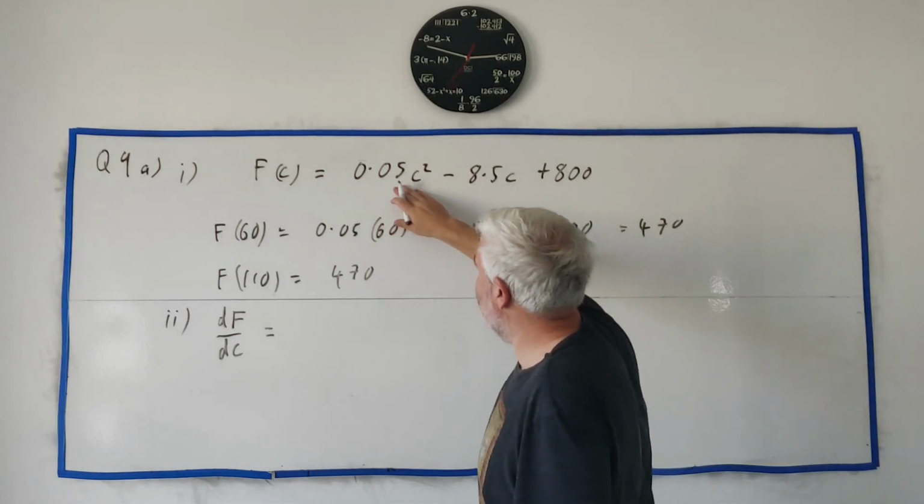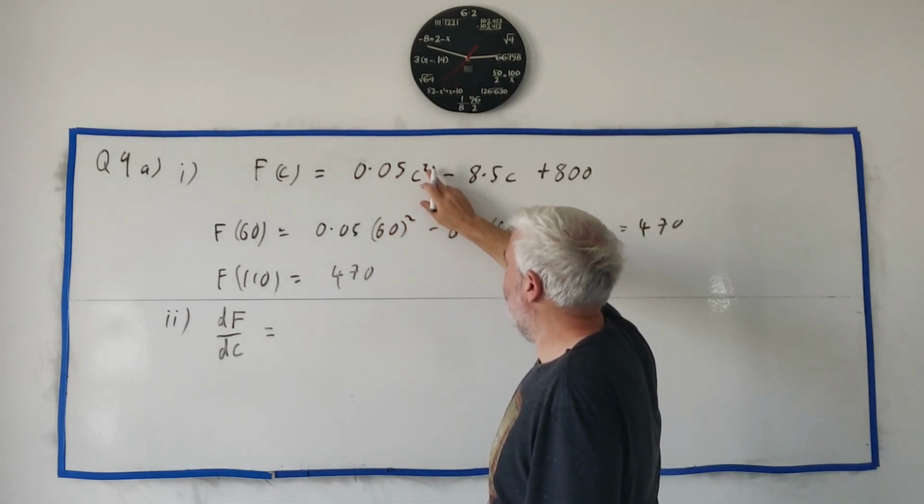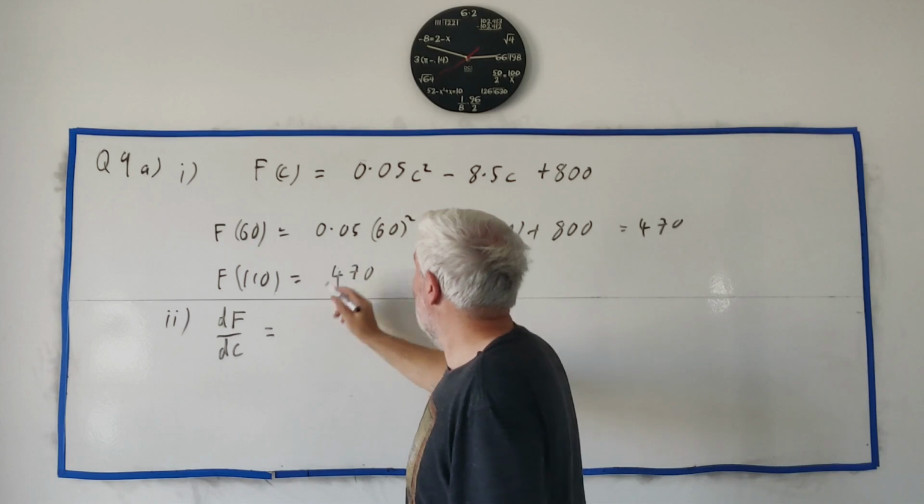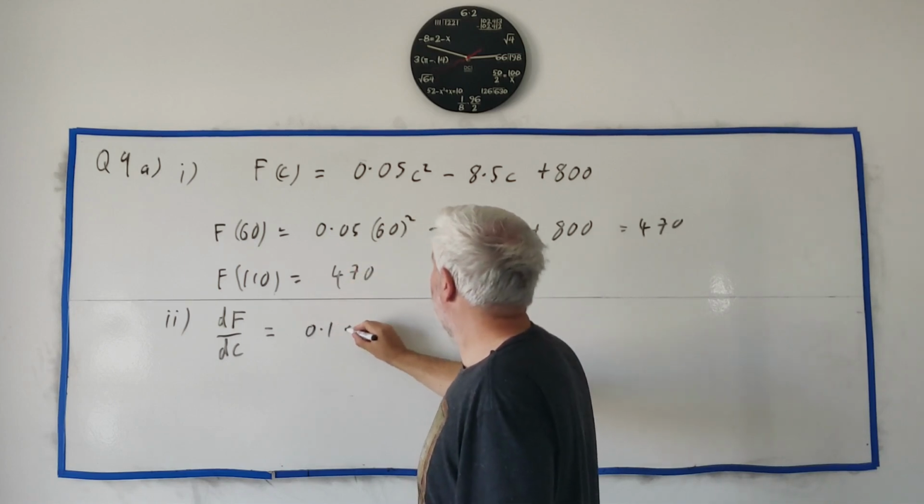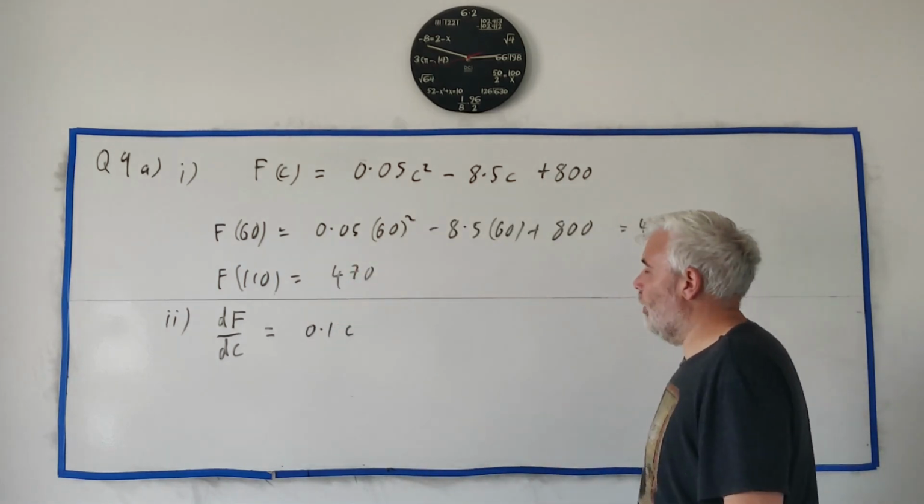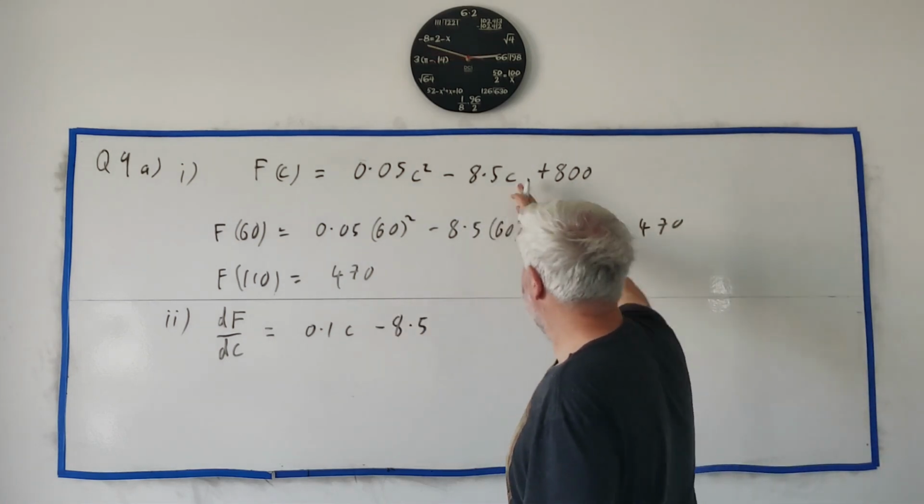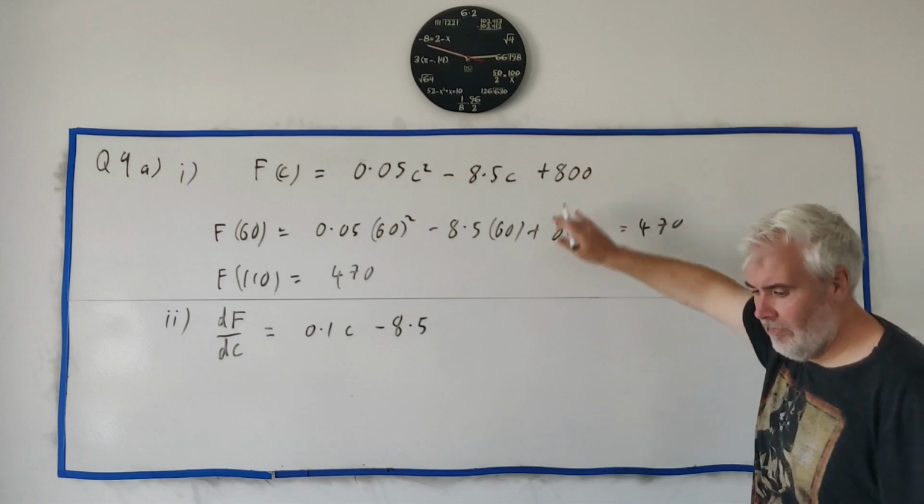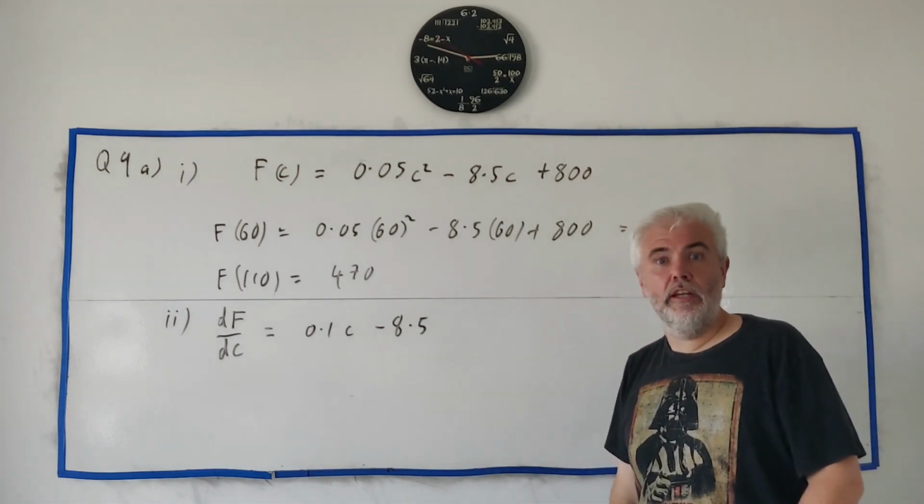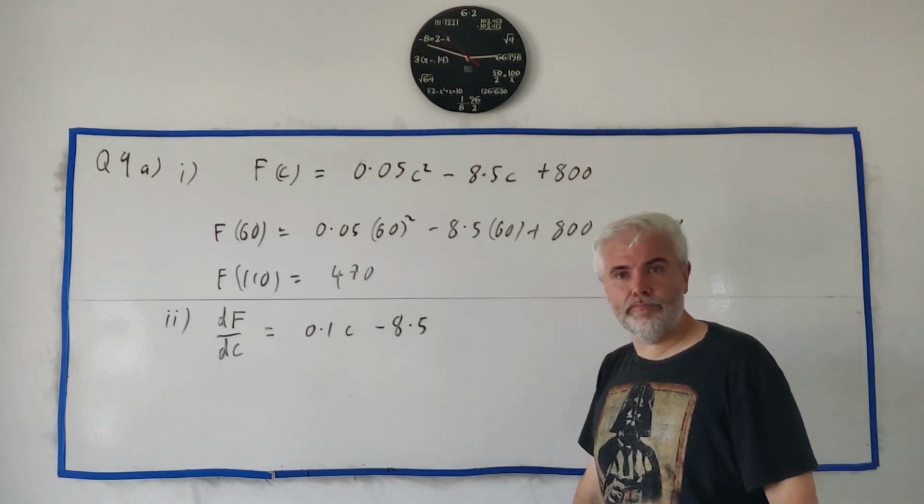The derivative of this with respect to c is: the 2 comes down, so 2 multiplied by 0.1, take 1 away from the power, minus 8.5, the c disappears, and the derivative of 800 is nothing. And so that's it, part 2.